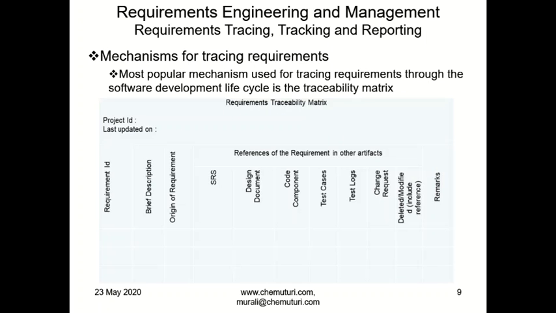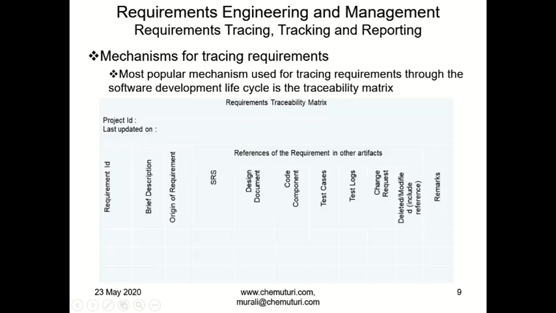So we prepare a traceability matrix, and this is the most popular mechanism. It may be in an Excel sheet. We don't use paper-based registers anymore. We may use an Excel sheet or a similar spreadsheet, or the most popular method nowadays is to use a tool. A project management tool or software engineering tool will give you a traceability matrix.